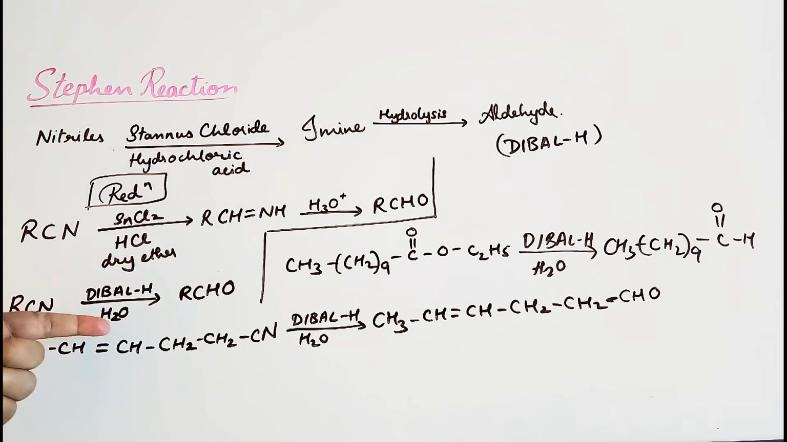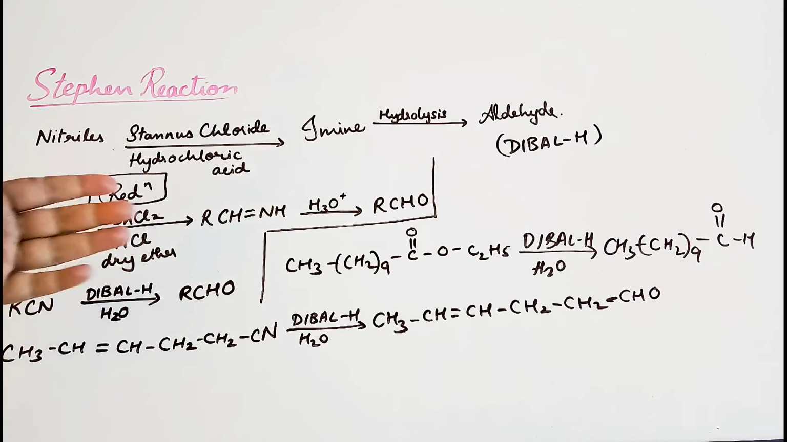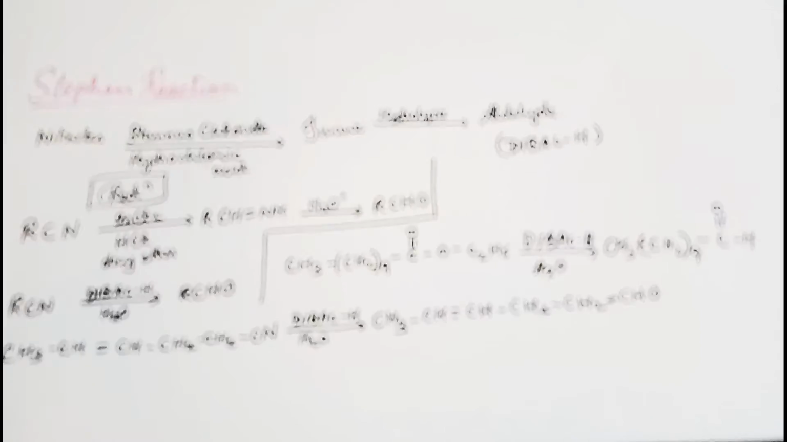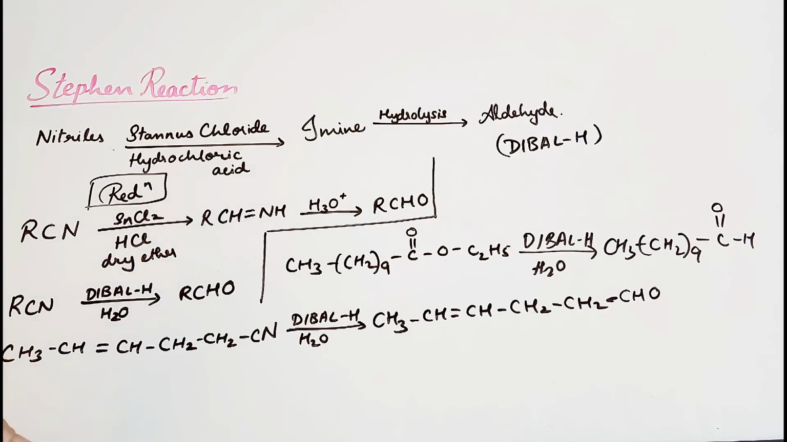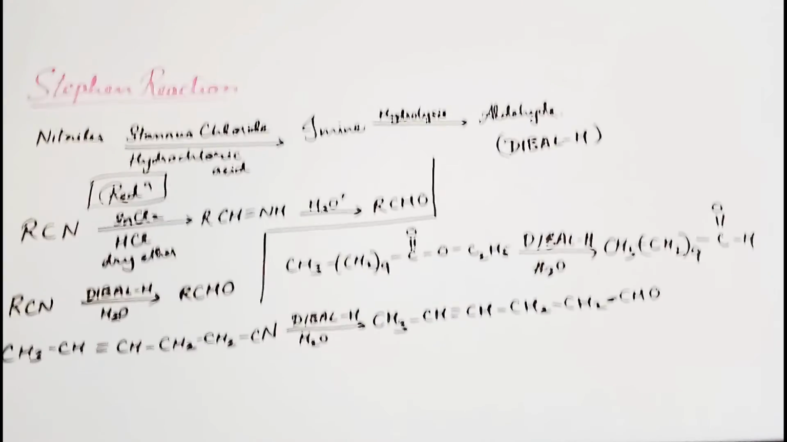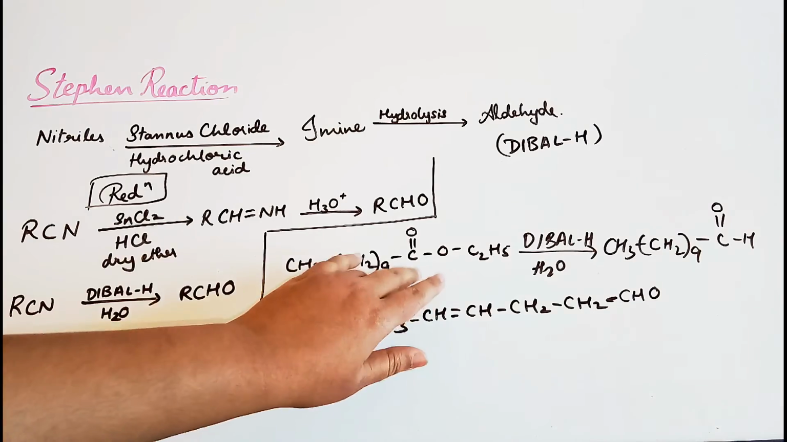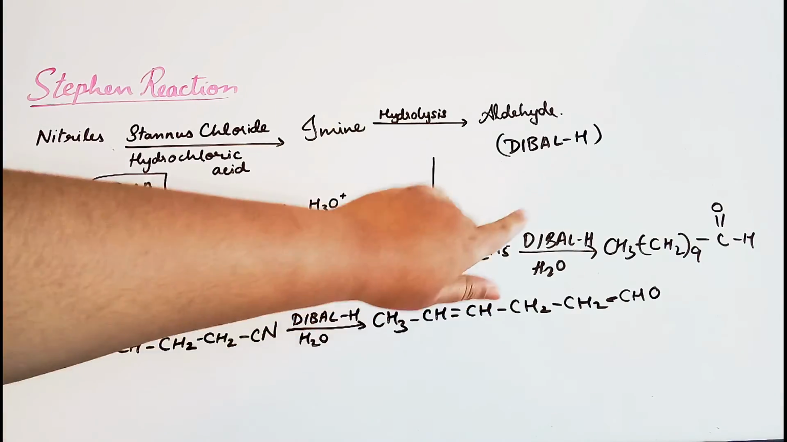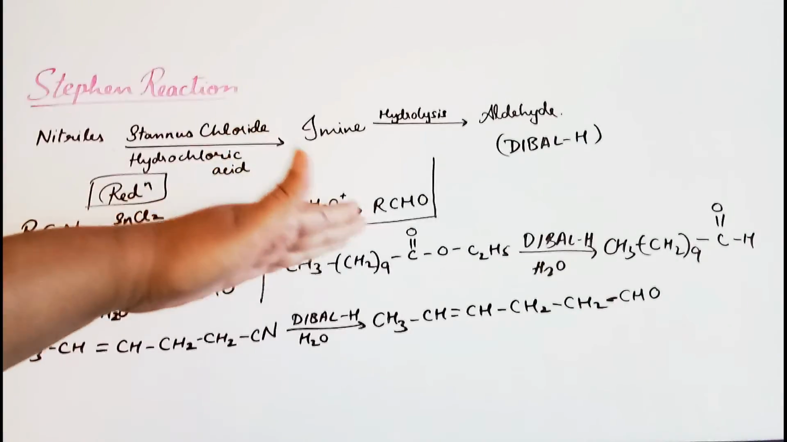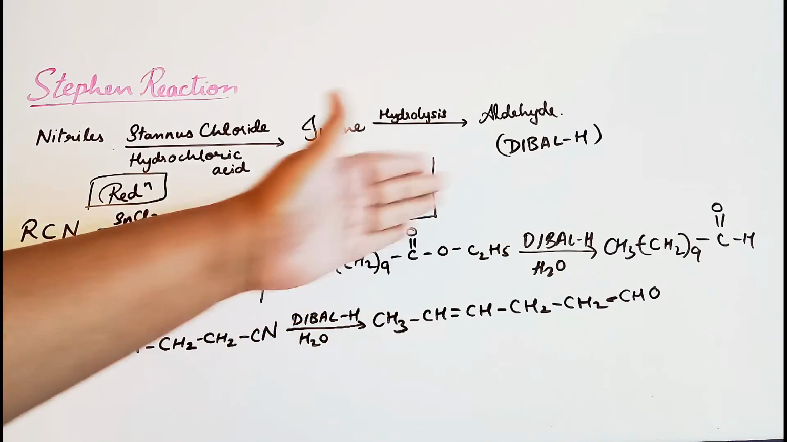We use DIBAL-H to selectively reduce the CN group, because if it is a very strong reducing agent, it might affect the other parts of the compound. Also, esters can be reduced to form aldehydes using a reducing agent, that's DIBAL-H as well.